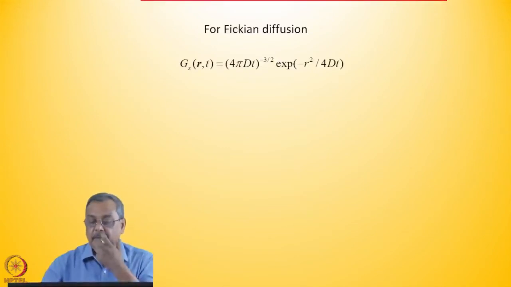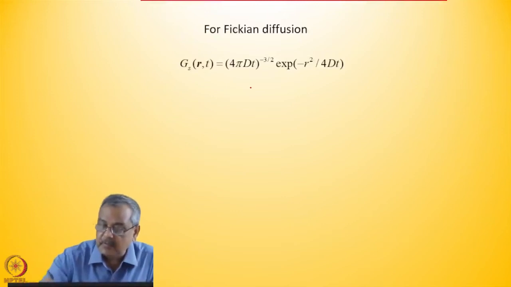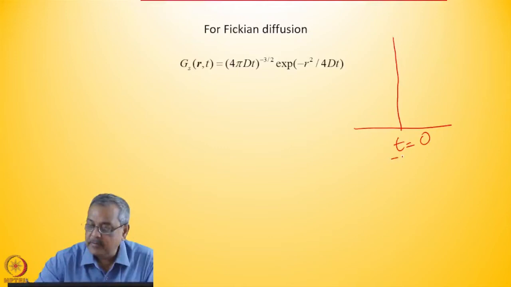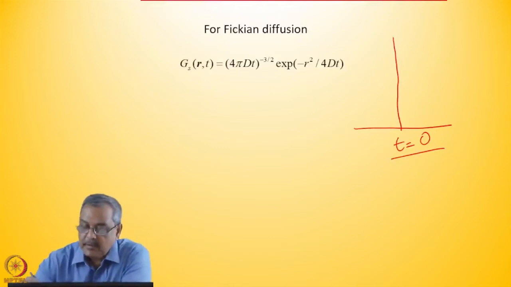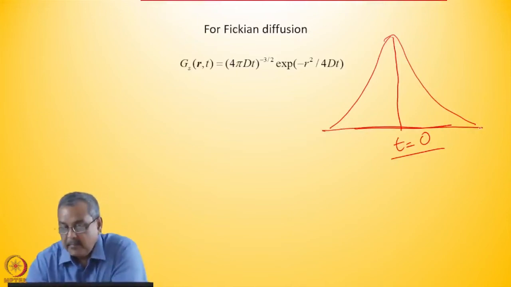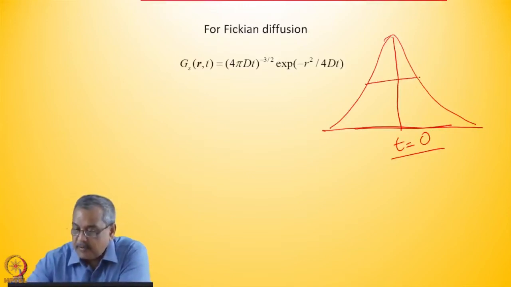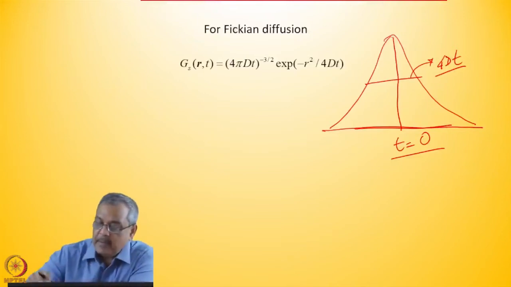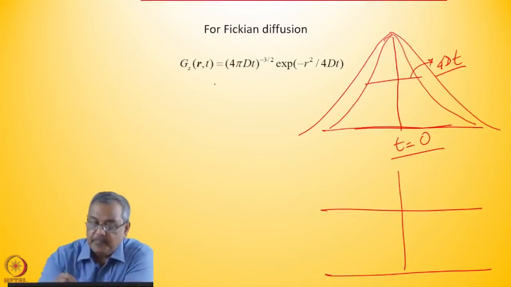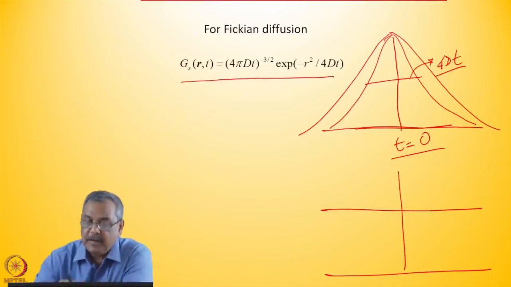So for Fickian diffusion, this solution is known. Gs means self-correlation function. That means this is easy to explain. Suppose a particle is at origin at time t equal to 0. This is a delta function. Now as time goes, the particle diffuses and there is a Gaussian distribution of the particle with time. The width of the Gaussian function is 4Dt. That means as time increases, this becomes broader and broader, and ultimately at t equal to infinity, this becomes uniform. So this is the relationship that we got from Fickian diffusion.